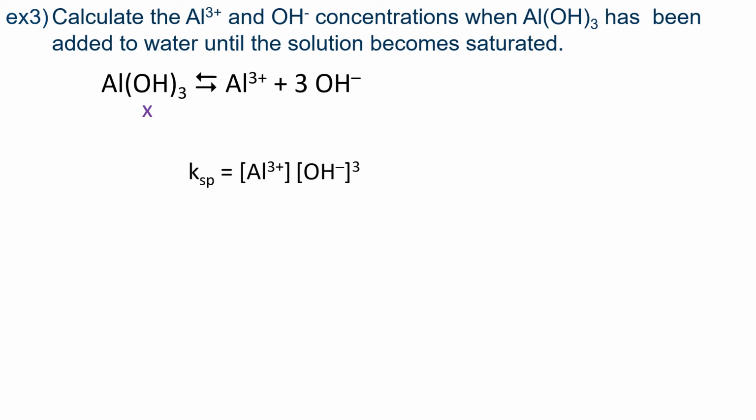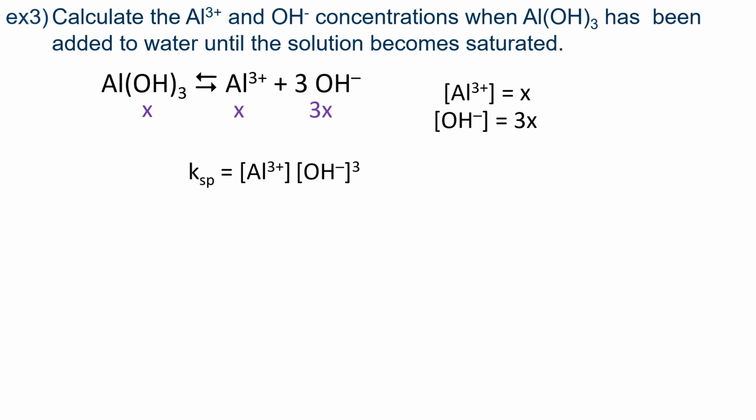But we do know if I add 1 aluminum hydroxide, it makes 1 aluminum. So if I add X amount of aluminum hydroxide, it will make X amount of aluminum ion. And for every aluminum hydroxide that's added to water, it makes 3 hydroxide ions. So if I added X amount of aluminum hydroxide, it's going to make 3X amount of hydroxide. So when we're done, the Al3+ concentration will equal X, and the hydroxide concentration will equal 3X.